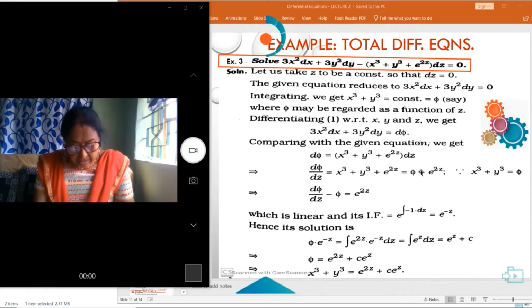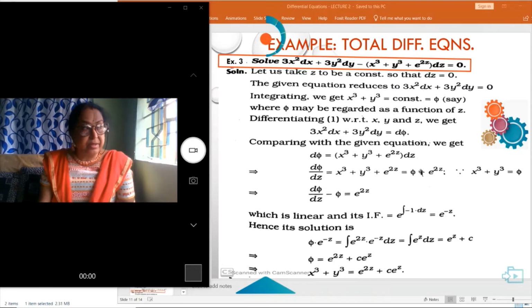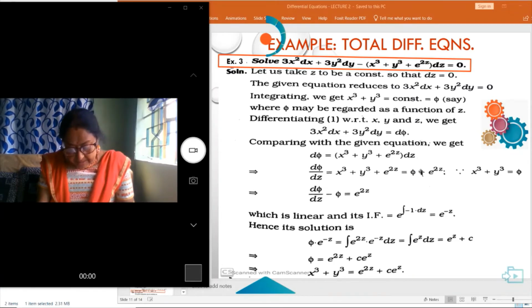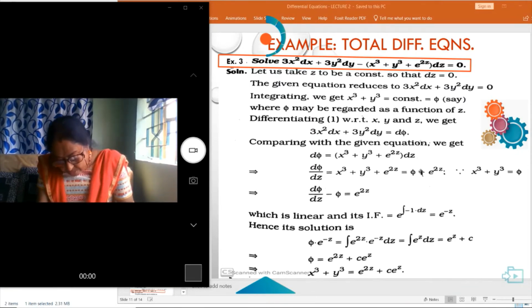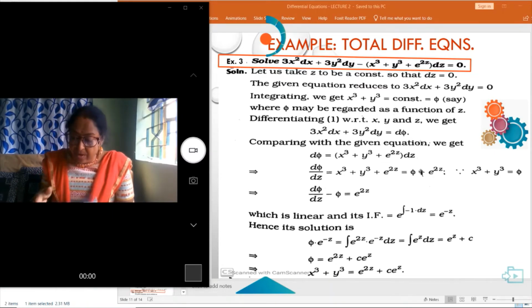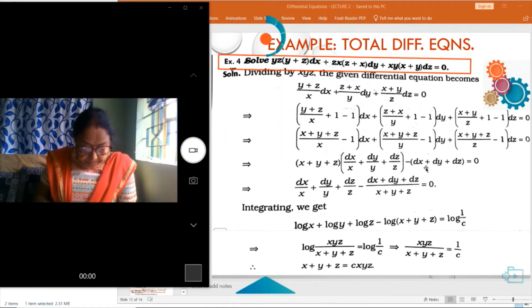Which when we integrate it, the integrating factor is equal to e to the power minus 1 dx. Then by applying the rule of differential equation, we can get the value whatever you can see in your example. Now take another example.